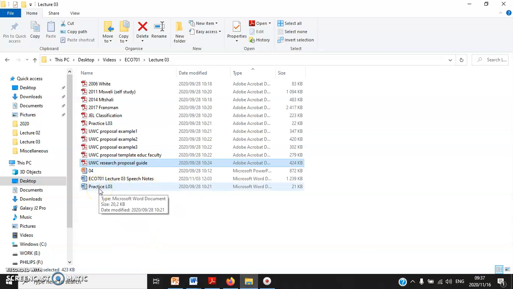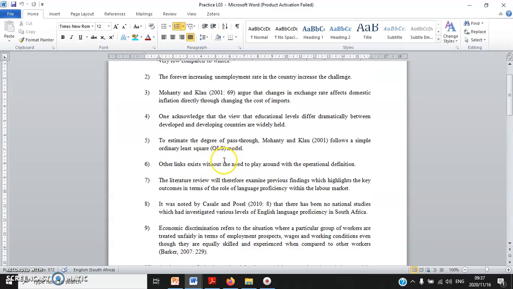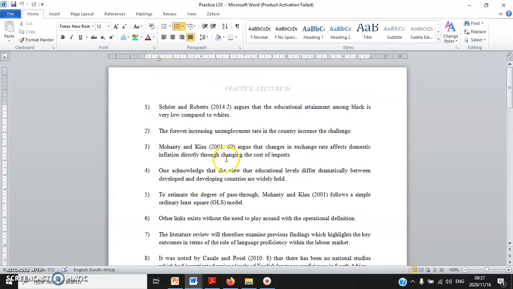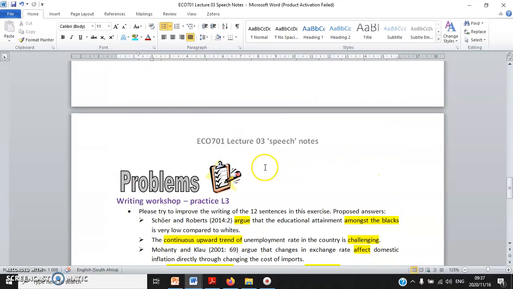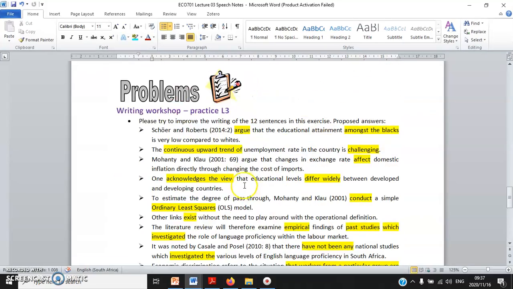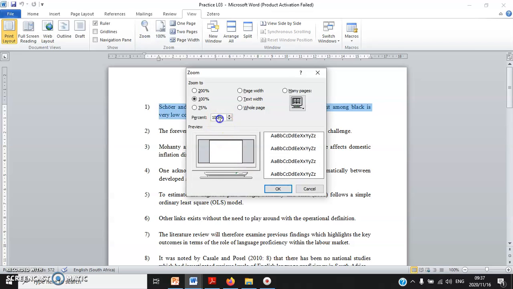And then you will have your first writing workshops. Okay, so there are 12 sentences full of grammar or writing problems. So I want you to fix the writing. Okay, and then for the answers, it is provided in your lecture speech notes, the last page. So I can just randomly do a few. So this is the first one. Let me enlarge that. Then you can see more clearly.